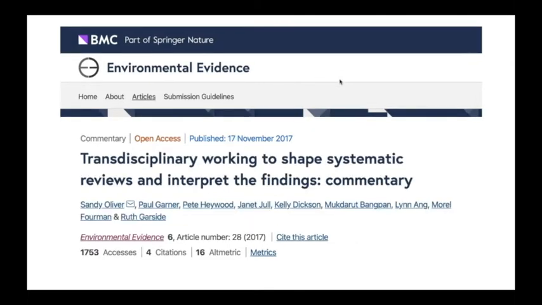And then Sandy Oliver and colleagues talk about looking at systematic reviews in a transdisciplinary way, and thinking about working with different people with lots of different skills and experiences from different disciplines, including stakeholders in that, in shaping the scope of systematic reviews and helping to interpret the findings by providing context. And so that's a really useful overview if you think that you're going to be working in a transdisciplinary project.